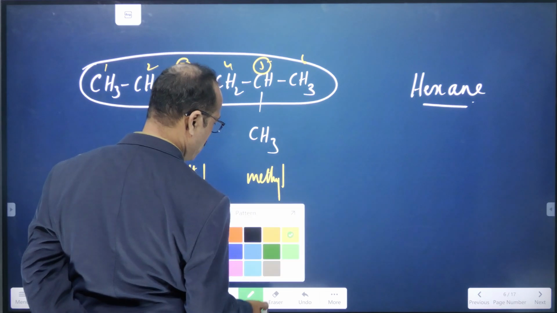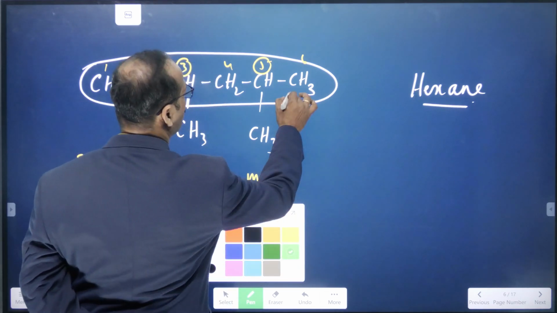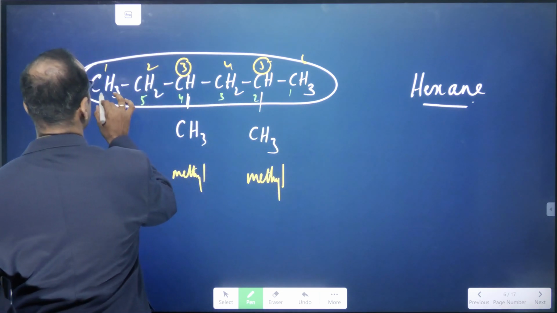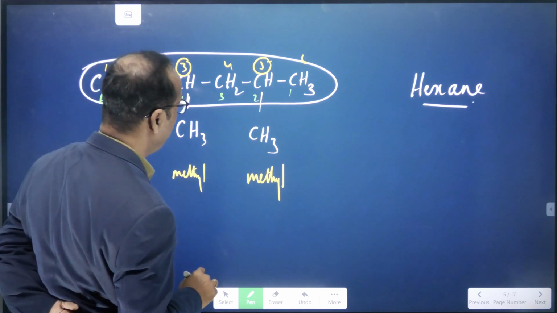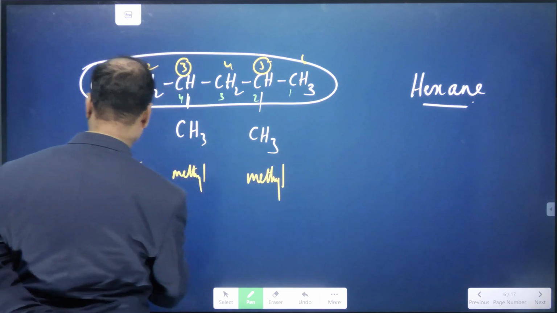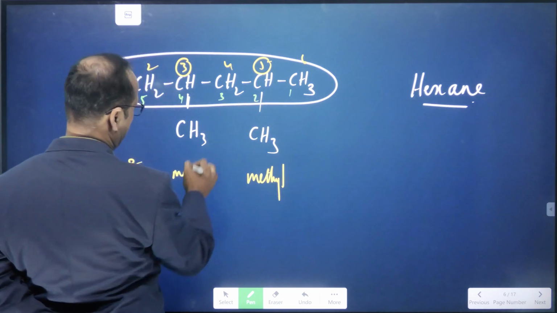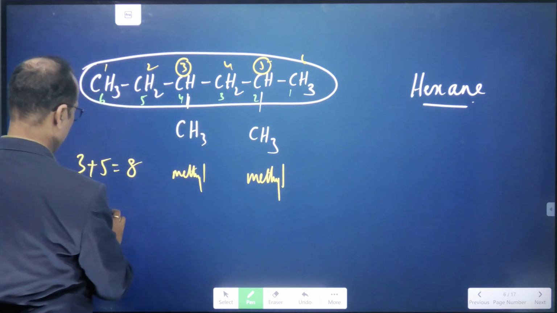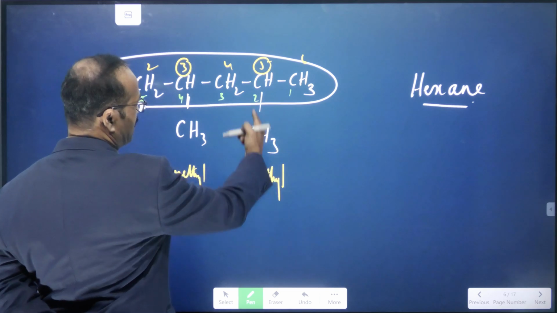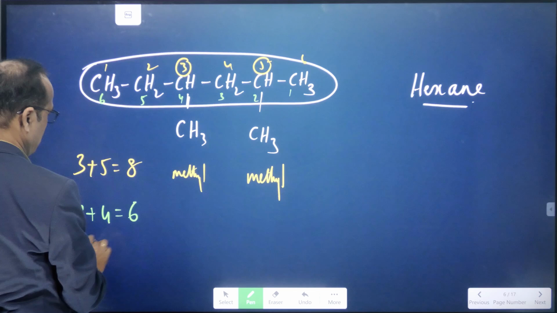So now I'll take some other color, green color. 1, 2, 3, 4, 5, 6. Now here you see the methyl is attached here. From this side if I count, the second carbon, then 2, 3, 4, this methyl is attached to the fourth carbon. So the methyls are attached to the second and fourth carbon. So 2 plus 4 is equal to 6.